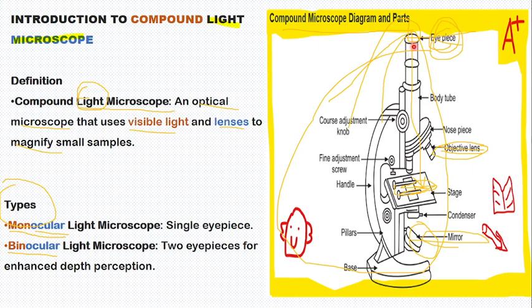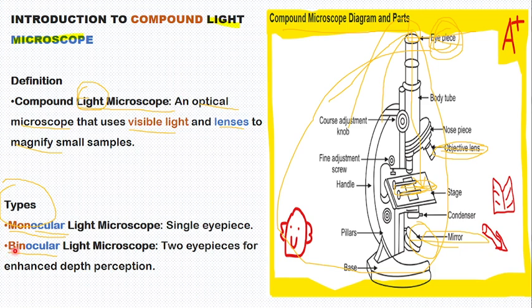Ocular is also called the eyepiece. Only one eyepiece means this microscope is called monocular. When we have two eyepieces, it is going to be binocular. So monocular light microscopes have a single eyepiece. Now when we say binocular, the B means two.